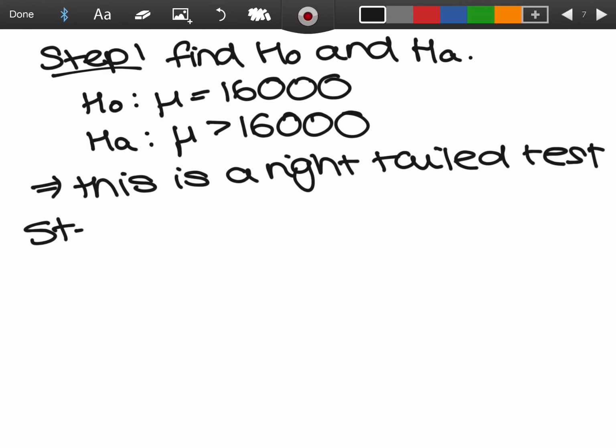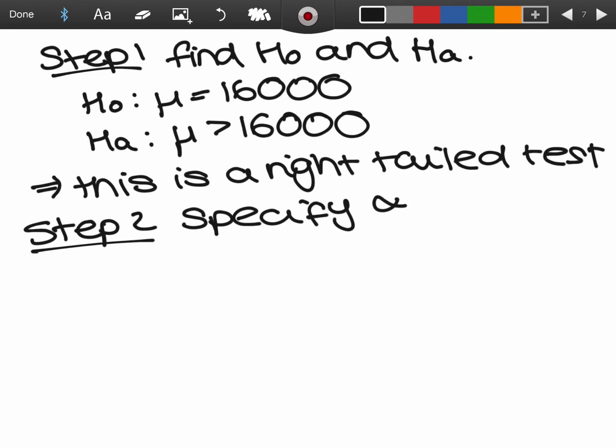Okay, next step, specify the significance level alpha. That's the level that we are testing at. So in this case, we want to reject our null hypothesis 1% of the time. It says in the problem that we want to test this at a 0.01 level. So we want to end up rejecting our null hypothesis only at the top 1%.